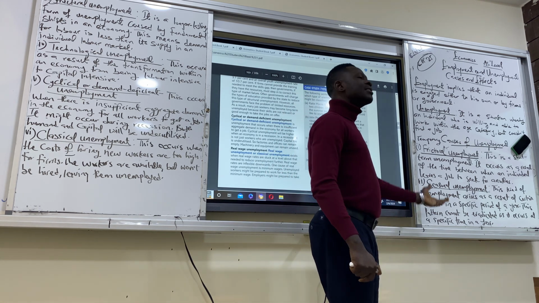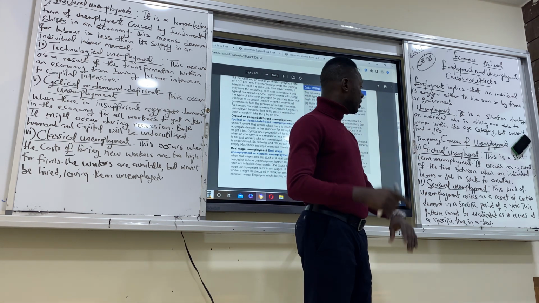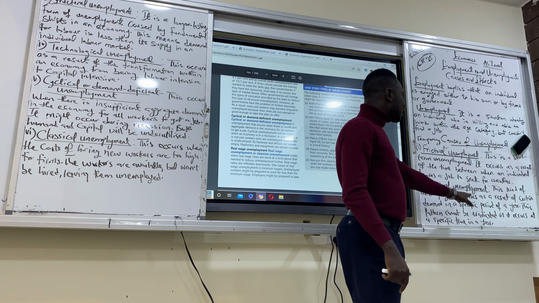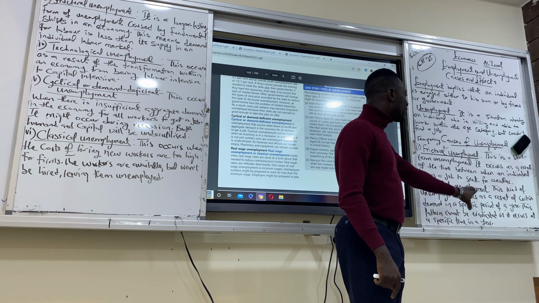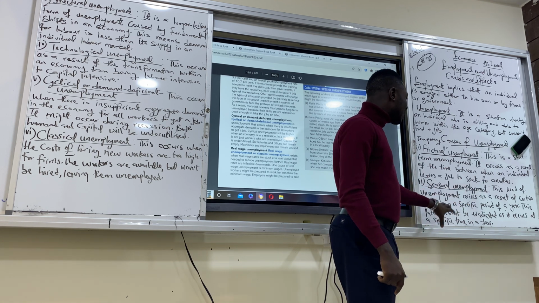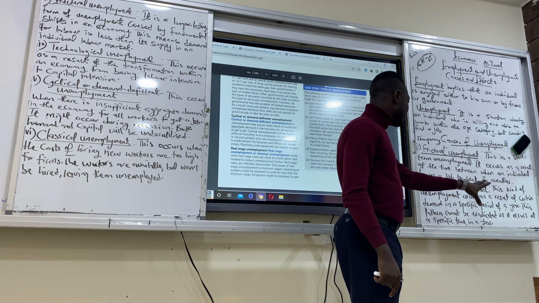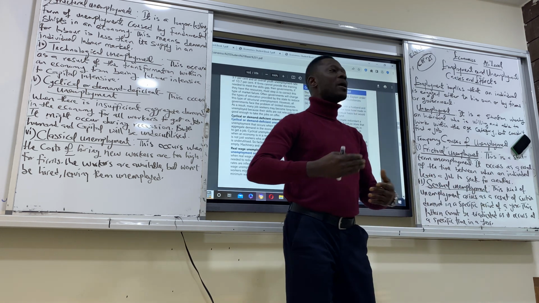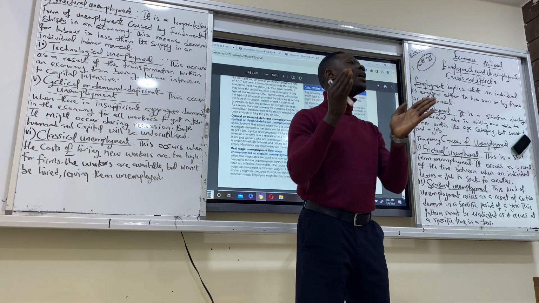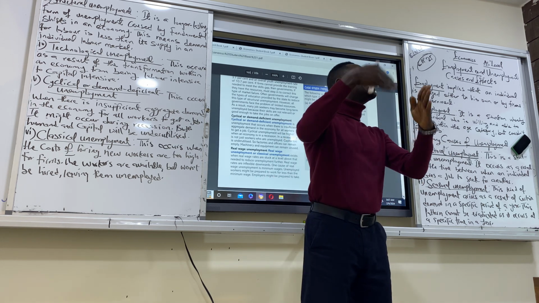The second one, seasonal. This kind of unemployment arises as a result of certain demand in a specific period of a year. This pattern cannot be eradicated as it occurs at a specific time in the year. There's nothing you could do about it. It will continue to happen. It is constant because it is seasonal.